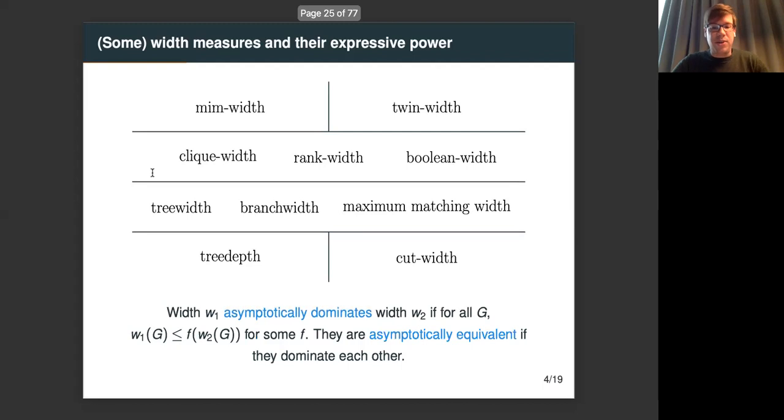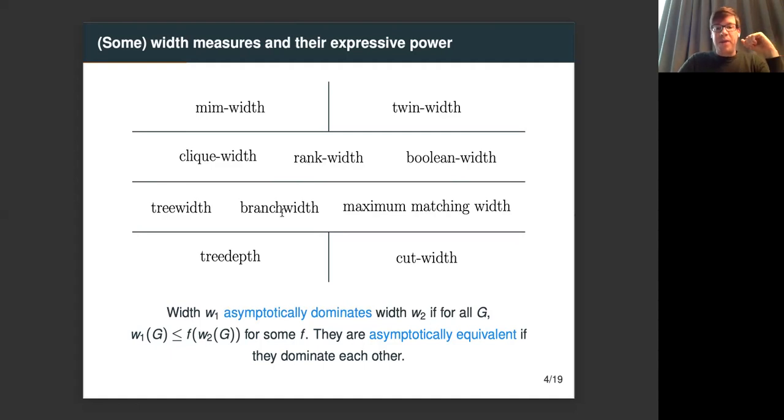Okay, and we say that two width measures are asymptotically equivalent if they dominate each other. So now if you look at this picture, then, well, first of all, the width measures that are on top dominate the ones that are below. And if two width measures are in the same group, then they are actually asymptotically equivalent.